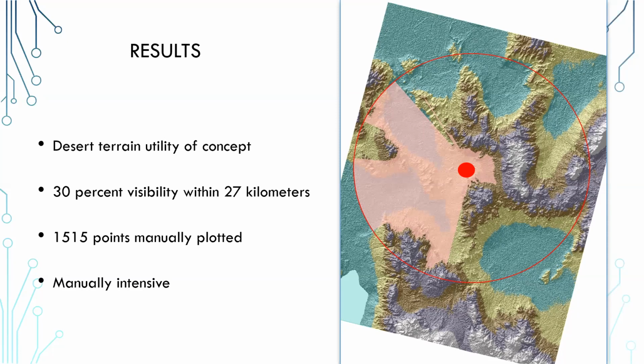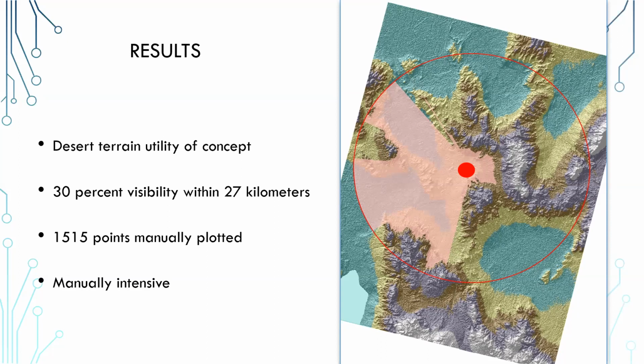After the creation of the polygon, the visibility percentage was created by dividing the area of the visibility corridor, 737.06 square kilometers, by the area of the range, 2,434.8 square kilometers, for a percentage of 30.